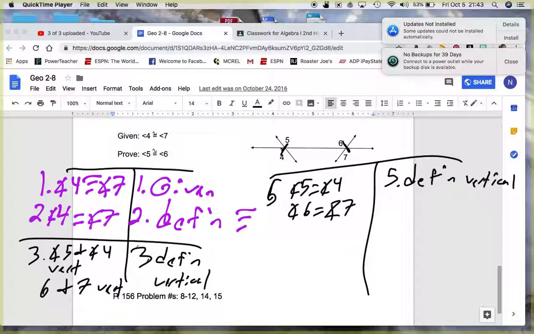But we're going to look back here at the very beginning. I know that angle 4, I know that's equal to 5, so I can substitute 5 in for 4. So my step 6 is going to be that angle 4 equals, and then I can replace angle 7 with angle 6 because 7 and 6 are equal. Oh, wait, why did I do that? Oh, I didn't want 4, I wanted 5, didn't I?